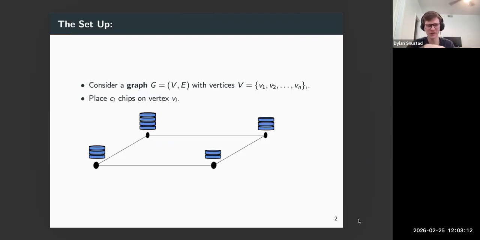We're just going to start with any graph with a vertex set and edge set, and we're going to place c_i chips on vertex v_i. So here I placed three chips on vertex 1, maybe four chips on vertex 2, three chips on vertex 3, and then two chips on vertex 4. This is going to represent our initial state of the game, so we're starting from this configuration.